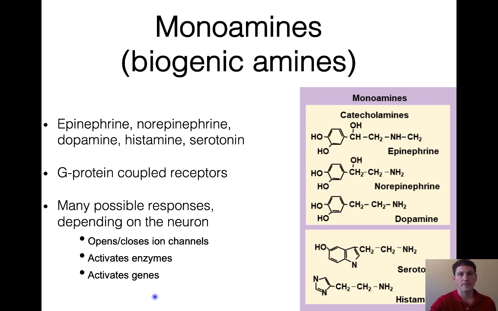With those second messenger systems, it really depends on the neuron, but there's all kinds of different results that can happen from these neurotransmitters. We get signal amplification. We can open and close other ion channels. We may activate enzymes or activate genes to increase protein synthesis. So there's a lot of different end results with these neurotransmitters.